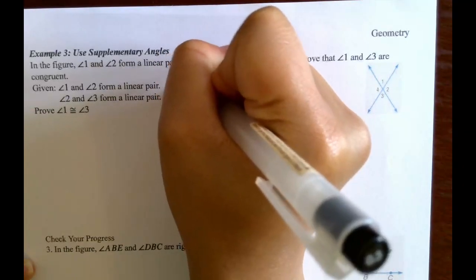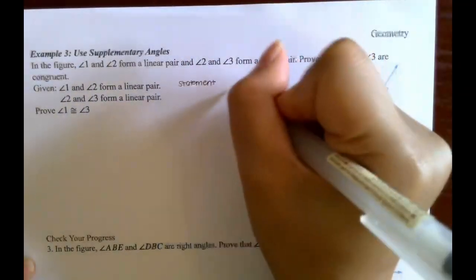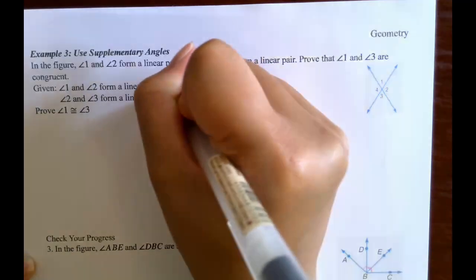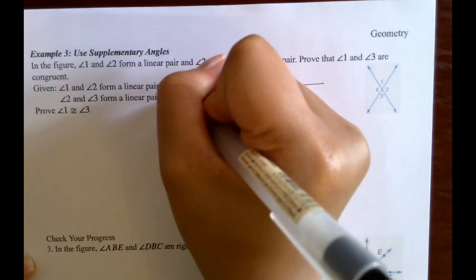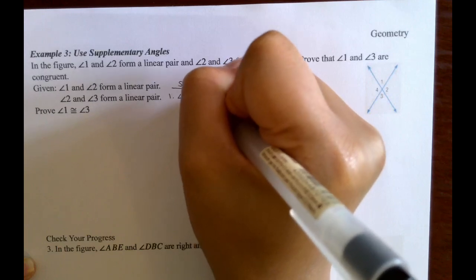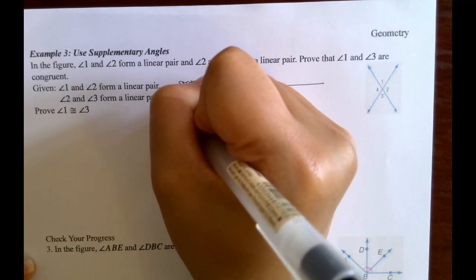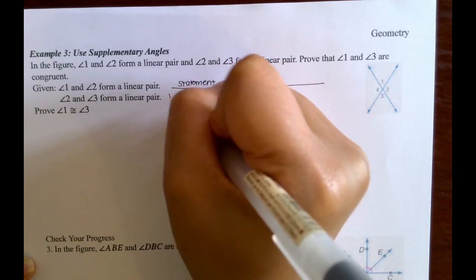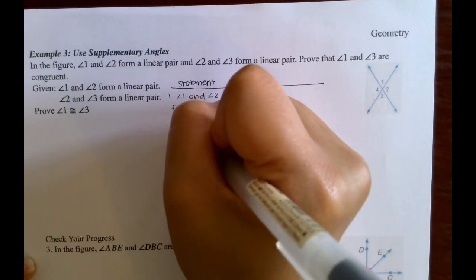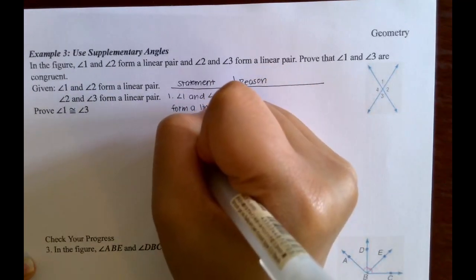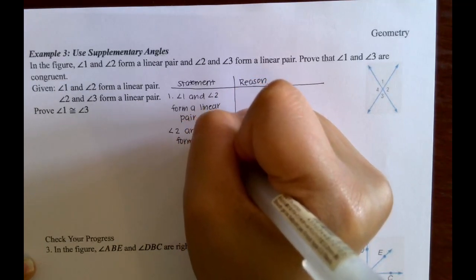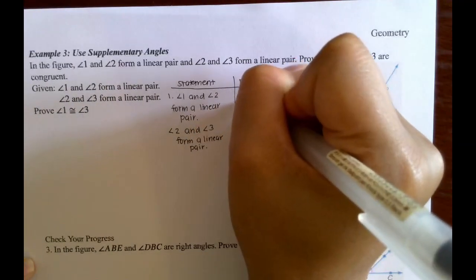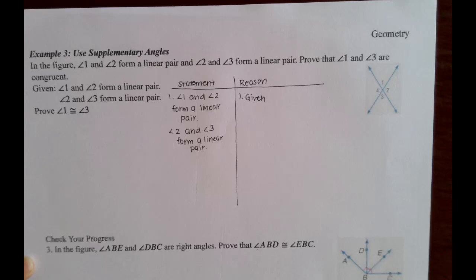So statement and reason. Okay. So starting with what I'm given, angle 1 and angle 2 form a linear pair. And angle 2 and angle 3 form a linear pair. I'm going to run out of space. Okay. And then my reason I can say that is because that was given to me.